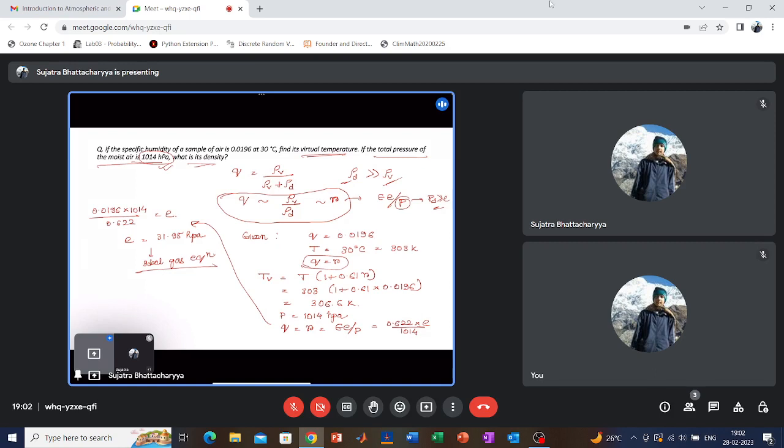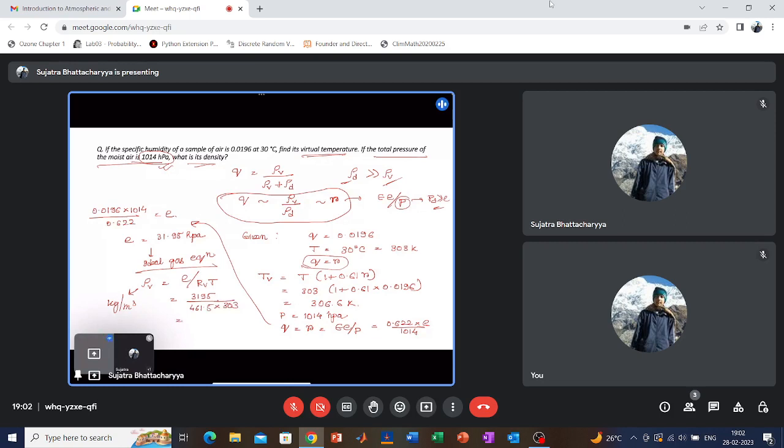So rho V will be nothing but E by RVT. Just put it in, but remember, this is rho V, which will be calculated in kg per meter cube. So you have to convert this E from hectopascals to pascals. So what is that? 3195, that's just a multiplication by 100, divided by 461.5 into T, that is 303.